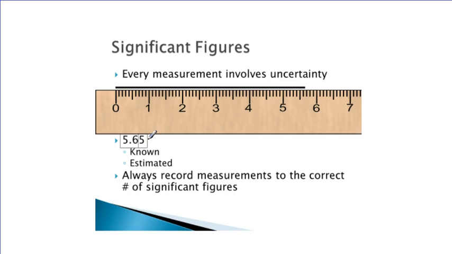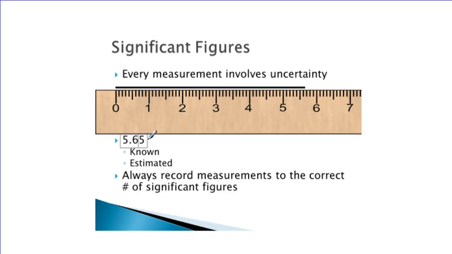So 5.65 is the number that I would record when measuring this line. The 5.6 is absolutely certain. We can see those markings, that's how long the line is. But that last digit, the 5, is where our uncertainty comes into play. We're not positive about that 0.5 because there's no marking.